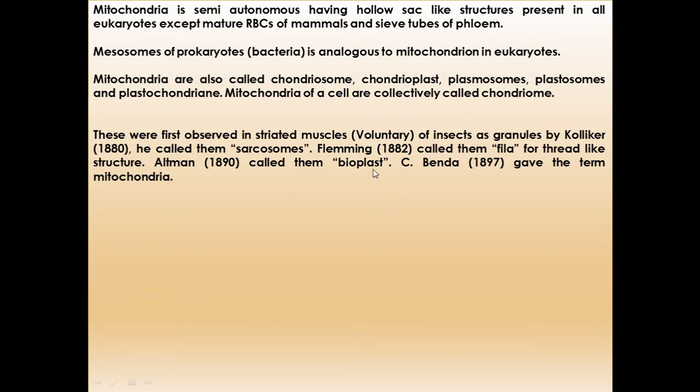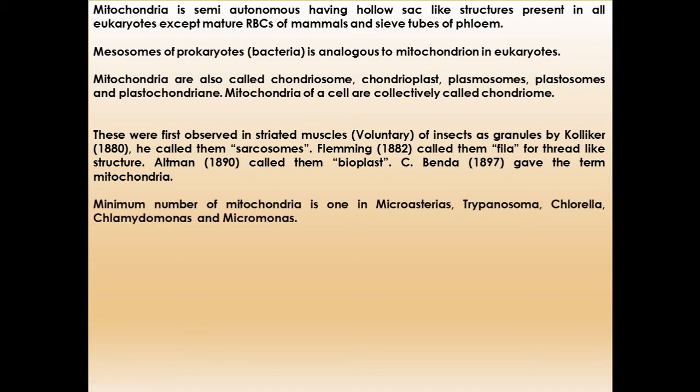After 7 years, C. Benda finally named it mitochondria, and it continues the same as it is. So in 1897, C. Benda was the scientist who named it mitochondria. If the question is who first observed mitochondria, then it is Kolliker. And who named mitochondria first? It is C. Benda. So never get confused between the two.